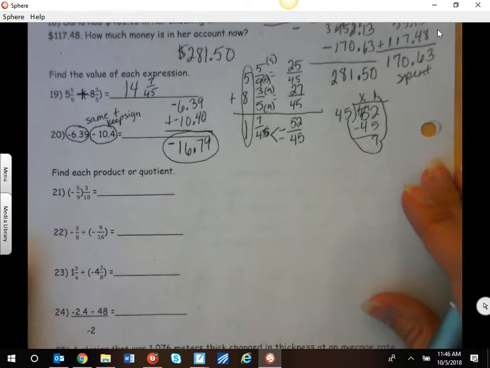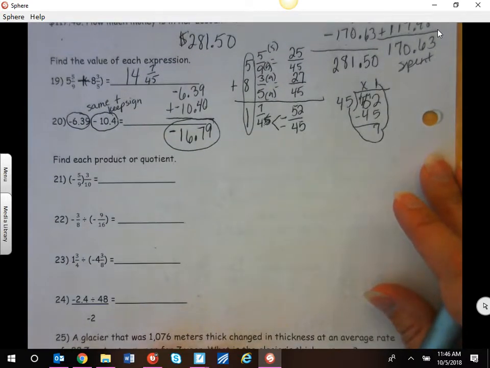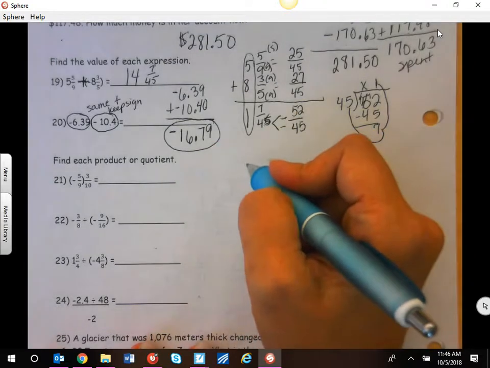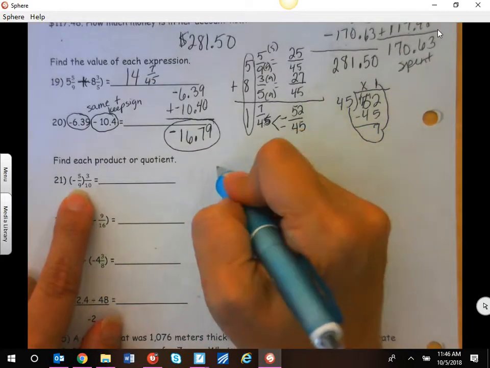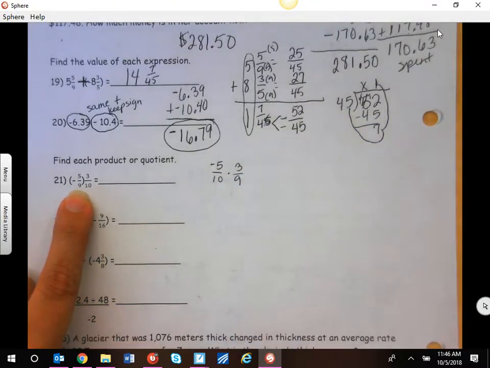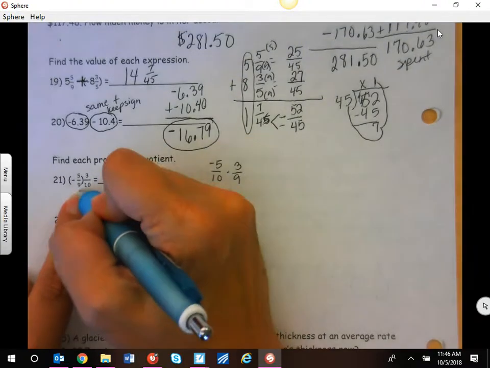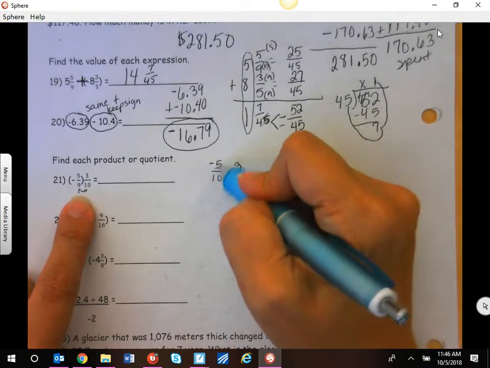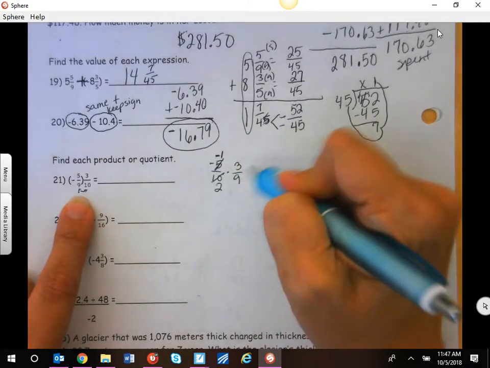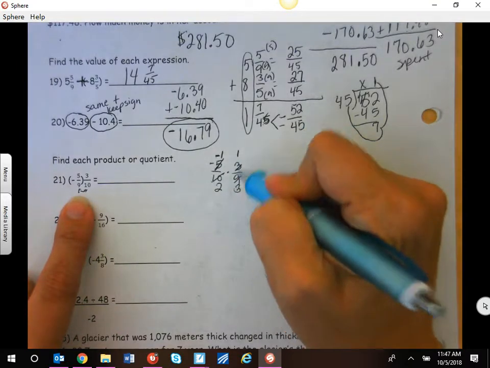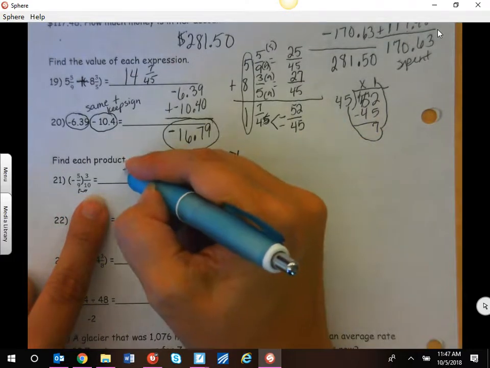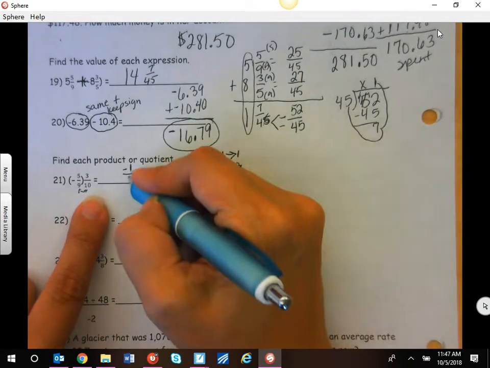16.79. Product or quotient. Product means we're multiplying. Quotient means we're dividing. Remember, when we do a product, we're going to do top times top, bottom times bottom. We did talk about swift swapping our denominators to see if we could reduce first. So that's what I've done here. 5 over 10 reduces to a negative 1 over 2. Don't forget your sign. 3 over 9 is 1 over 3. And now I can do my top times top, bottom times bottom. Negative 1 times 1 is a negative 1. And a positive 2 times a positive 3 is 6.